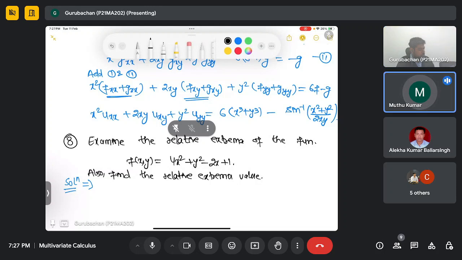Is there any difference between relative extremum and local extremum? No, it is a different term only. I am asking whether relative extremum is the same as saying local extremum. They are just two different names. Meaning is same. Relative is same as local. So your answer is they are the same. Yes. Thank you.